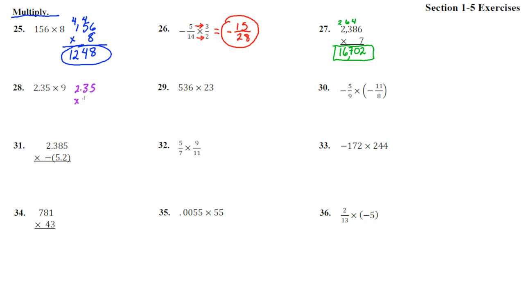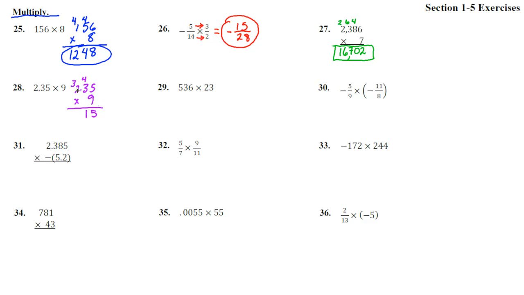2.35 times 9. In this one, you can tell we've got a decimal going on, so we need to pay attention to the rule with decimals. So let's do it normal first. 9 times 5 is 45. We carried the 4, put the 5 down there. 9 times 3 is 27, plus 4 is 31. So there's a 1 down there and a 3 up top.